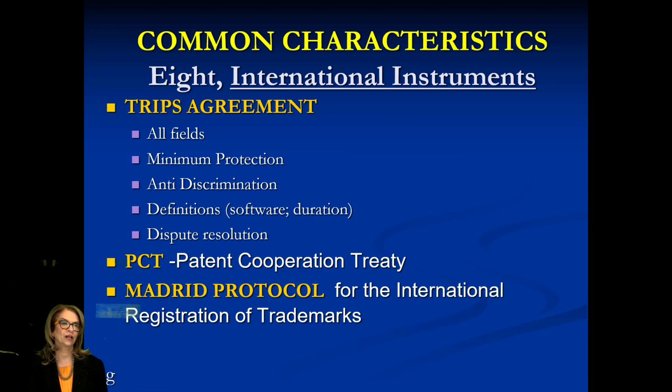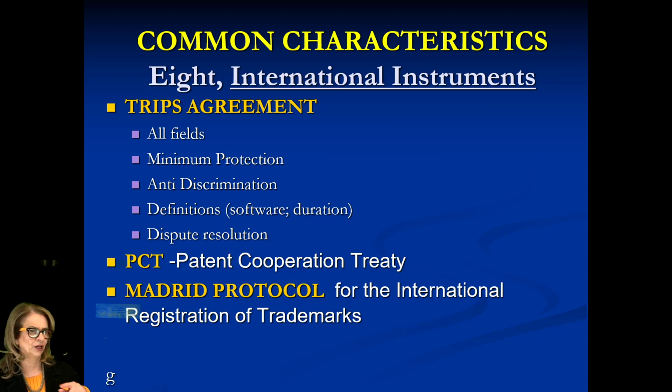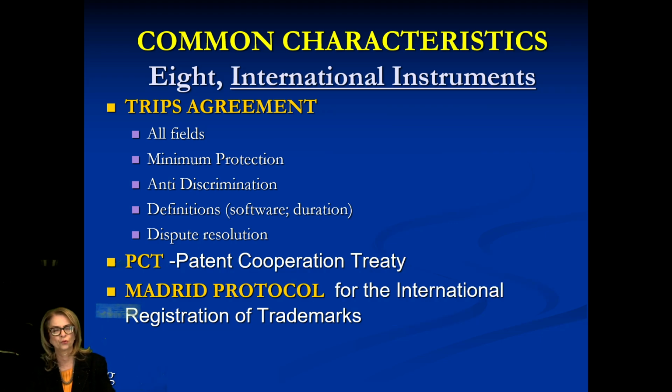And lastly, the international instruments. We have the TRIPS agreement and the Berne Convention. The TRIPS agreement covers all fields, also copyright, but mainly patents and industrial applications of IP. It states what the minimum protection would be. It also calls for anti-discrimination among the different countries, because it's an international agreement, now run by WIPO, the World Intellectual Property Organization. It defines what software is, the duration, and it also suggests a dispute resolution mechanism. For patents, you can use the Patent Cooperation Treaty that helps you with some procedures, but there is no one-click registration in all countries. You still have to go country by country.